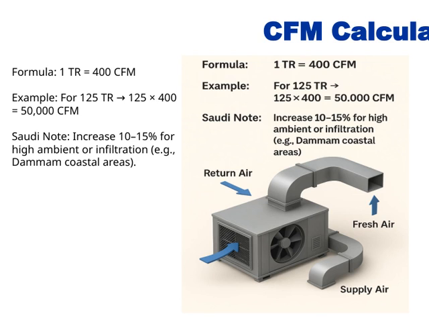Now, a quick note specific to our region, Saudi Arabia. When dealing with high ambient temperatures or infiltration, especially in coastal areas like Dammam, we need to account for additional airflow. In these cases, it's recommended to increase the calculated CFM by about 10 to 15%. This adjustment ensures the system can handle the increased load and maintain efficiency and comfort. So, understanding this calculation and adjustment is crucial for designing effective and reliable HVAC systems tailored to our local conditions.